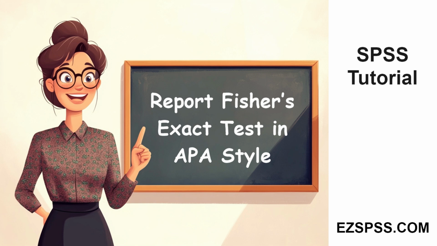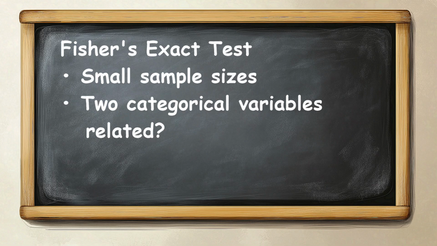In this video, we'll show you how to report the results of Fisher's exact test from SPSS in APA style. Just as a reminder, Fisher's exact test tends to be used when you have small sample sizes and you want to test whether two categorical variables, like gender and smoking status, for example, are associated with each other.